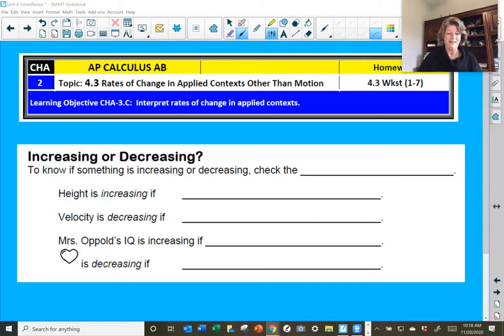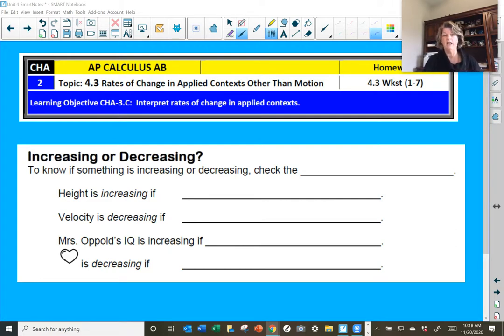And welcome. Here we are at section 4.3, and 4.3 is about rate of change other than motion. So we're going to look at everyday situations. When can we use a derivative and what information does it give us? So the first thing that I see on our notes is increasing or decreasing.